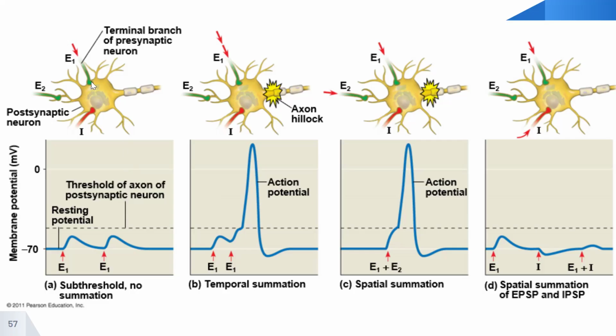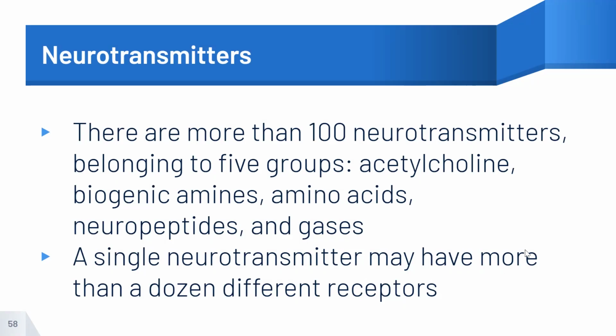Okay. So here you can see several different signaling neurons that are being picked up by that particular neuron here. And so it's going to be an accumulation of them. They have to reach that threshold in order for an action potential to actually go by.